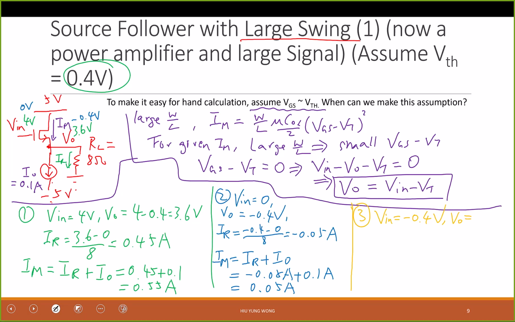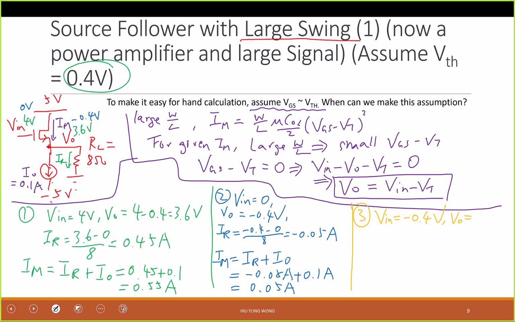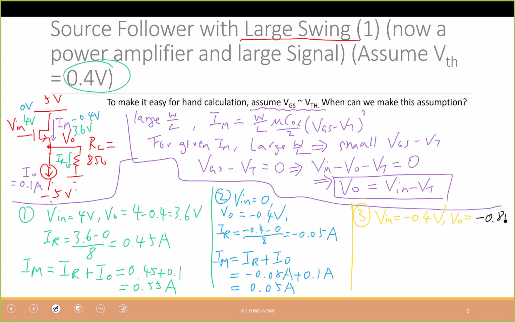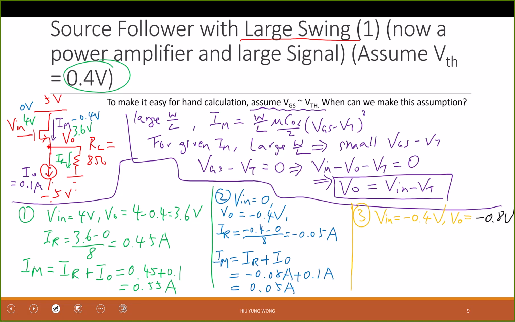Yeah, we need to assume that it works, right? So can you see the color? Maybe not, but I cannot find a better one. Or we can use the dark one. Negative 0.8 volt, right? Do you agree? I'm assuming that it's working, okay?